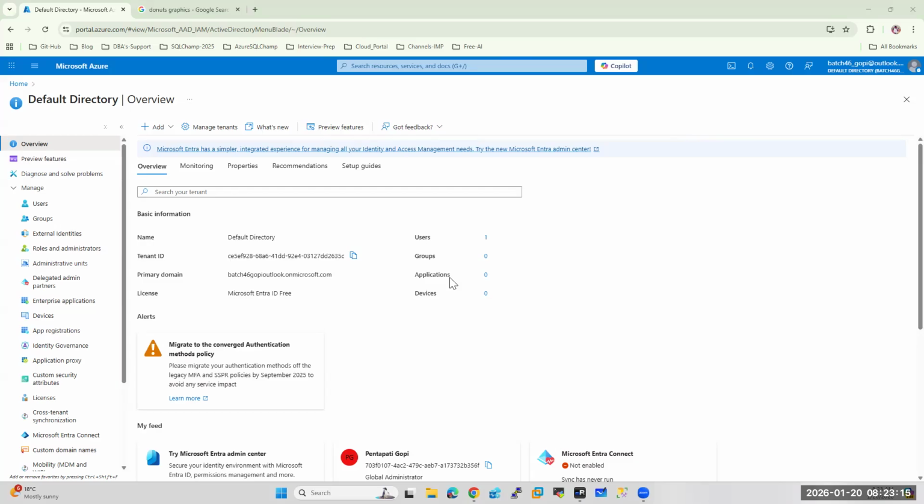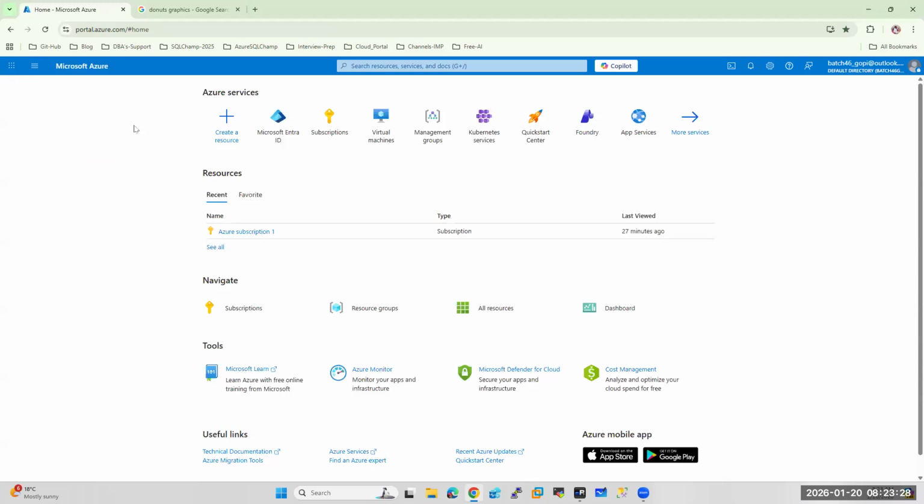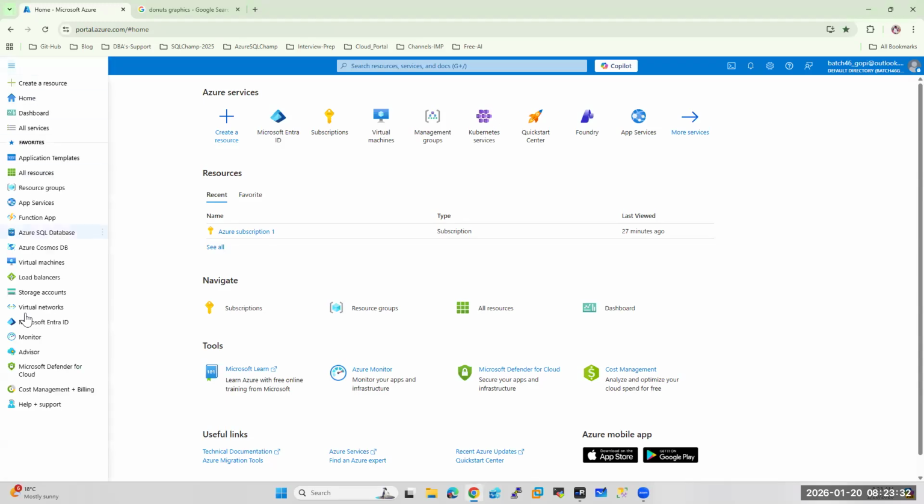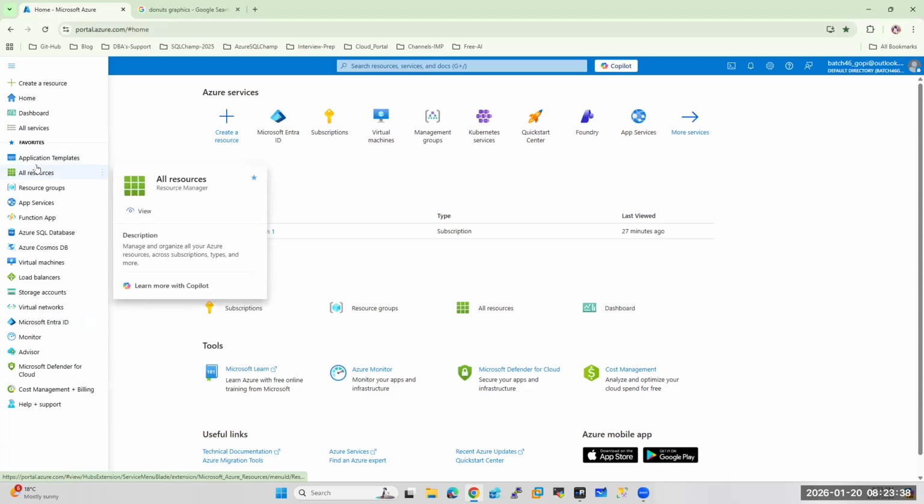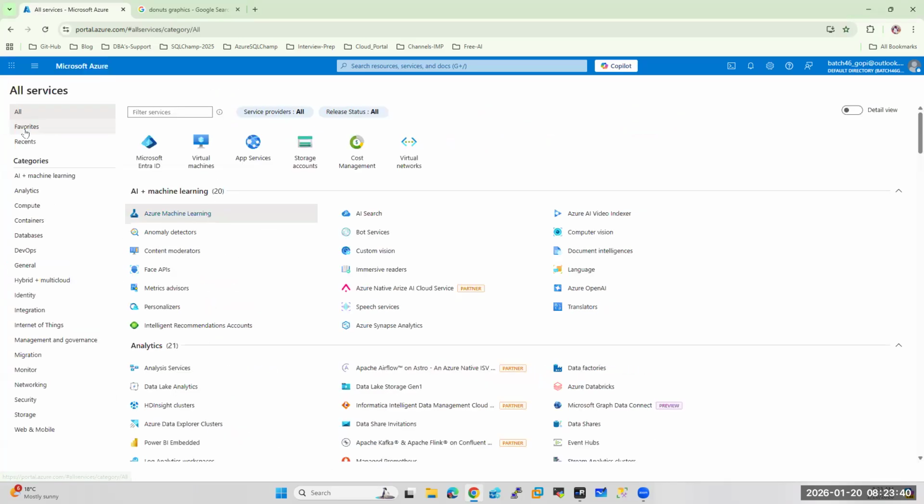Subscription, resource group, switch directory. Once you log into the portal, wherever you are, if you want to go to the home page, you can click here and you will directly go to the home page. You can click the blade, and you can see all your favorites. If you want to add or remove a favorite, go to all services, where you have the star symbol.